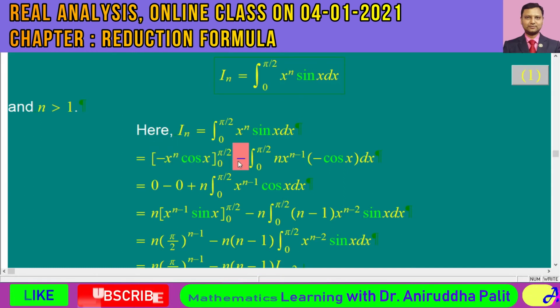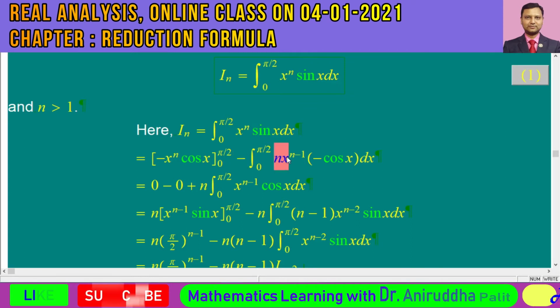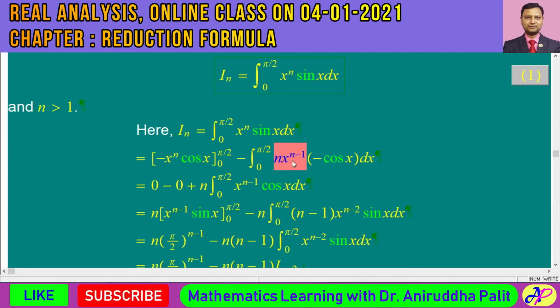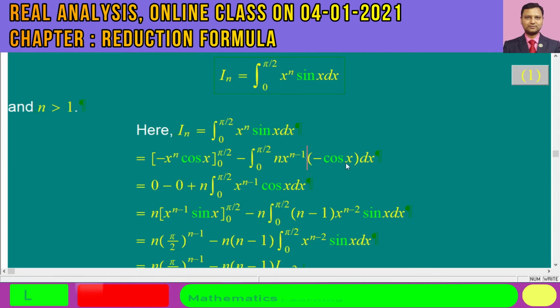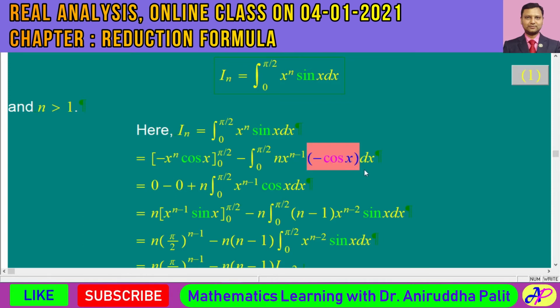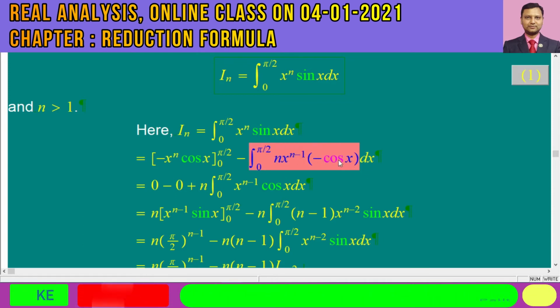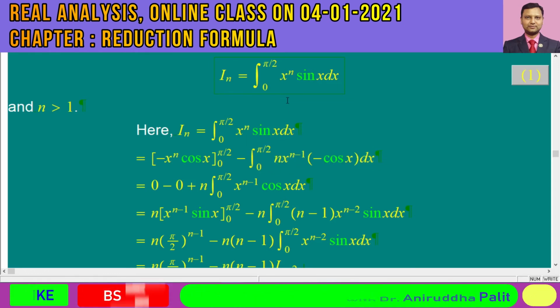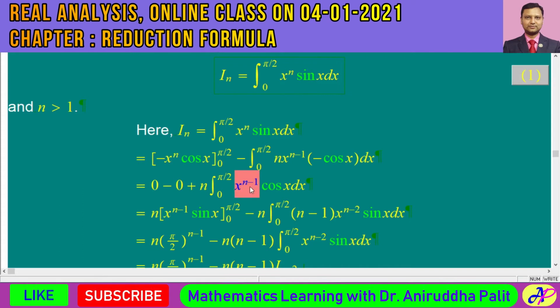minus. Then the derivative of the first function, x to the power of n, is equal to n into x to the power of n minus 1. Derivative of the first function and then the integral of the second function. So this would be the integral. Now we have one problem. You see over here, we cannot write this expression as equal to I_n, because I_n involves the sine function and this integral involves the cos function. So what can we do?